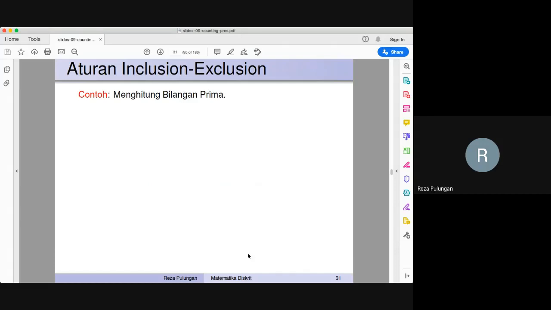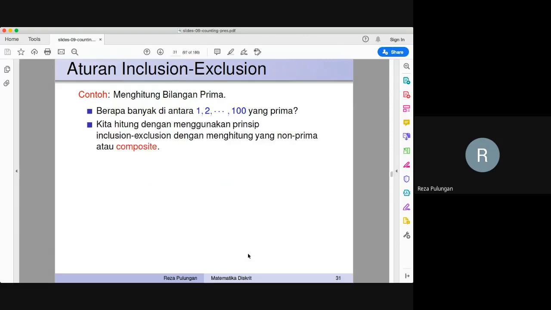So how do we calculate the number of primes? We'll use this to calculate the number of primes. How many primes are there between 1 and 100? Of course, you can calculate it by yourself. You can take 2 and then 3 and then 5 and so on. You can count them manually. But we want to use a more sophisticated algorithm. How do we solve this? We will count them by using the inclusion exclusion principle.